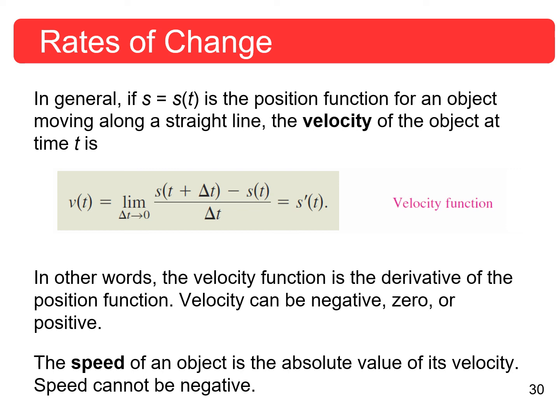Now the velocity can be negative, 0, or positive. So if this is the velocity function, when you say velocity, that means that it has direction. It has magnitude and direction. So therefore, the speed of an object is just the absolute value of its velocity at that point. So the speed cannot be negative.